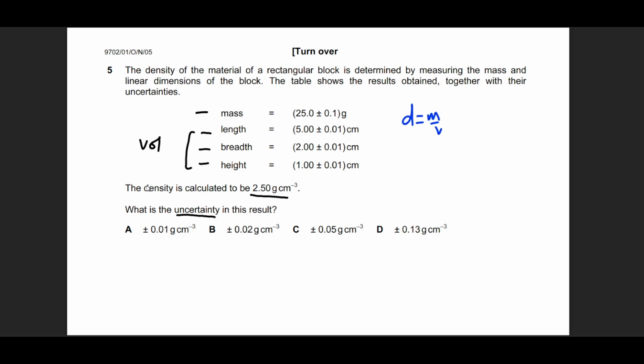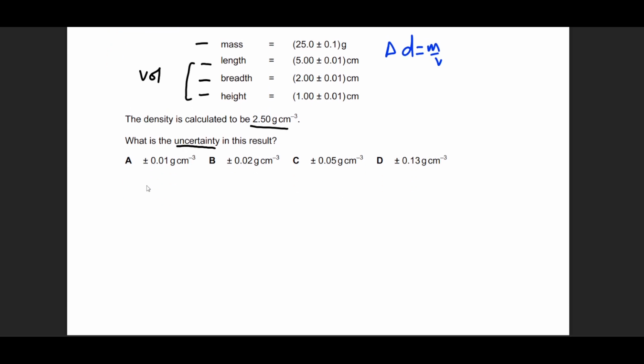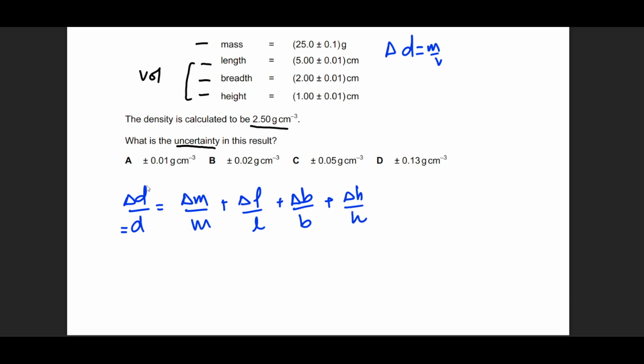We don't need to do that. Instead, what we can do is simply calculate the error in D, which is what he was looking for. So the formula goes something like this. The error function is going to go delta D divided by the density is equal to change in mass divided by mass plus change in length divided by length plus change in breadth divided by breadth plus change in height divided by height. All right. This D has already been calculated for me, which is 2.5. So let's replace D as 2.5. He's already done that for me, right? So the first step is done.